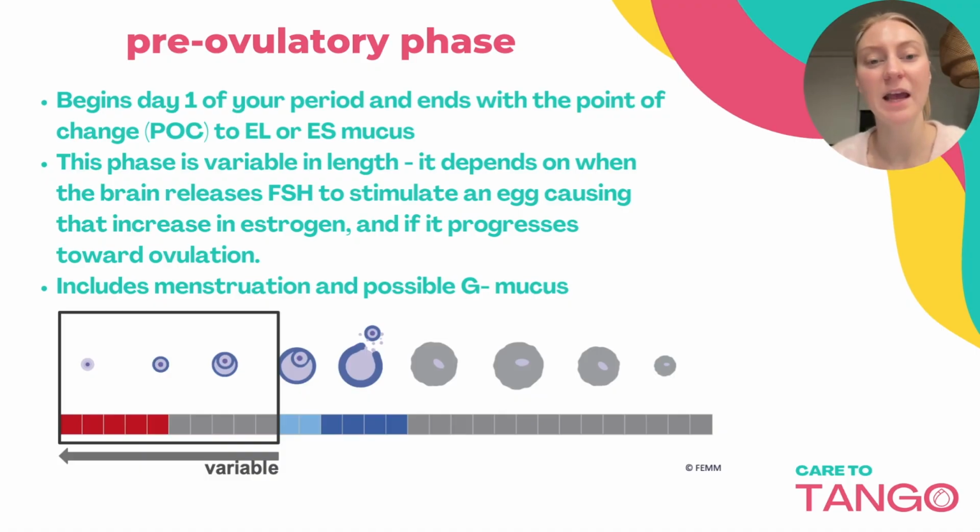Pre-ovulatory phase begins day 1 of your period and ends with the point of change or your POC to EL or ES mucus. So this phase is very variable in length, and it depends on when the brain releases FSH to stimulate the egg, causing that increase in estrogen, and if it progresses towards ovulation. So this includes menstruation and then possible G mucus. Because remember, you could go straight from menstruation into your POC. So then the pre-ovulatory phase would just be menstruation. So this is really going to differ.